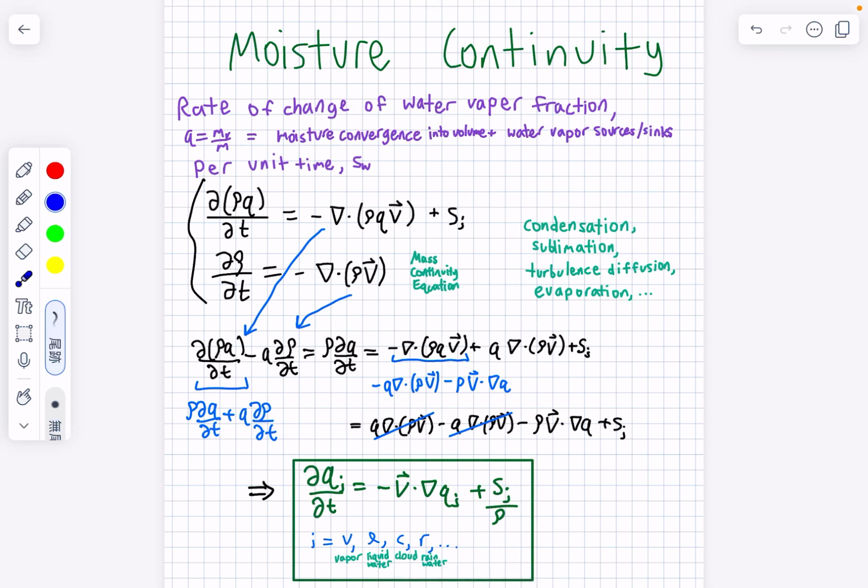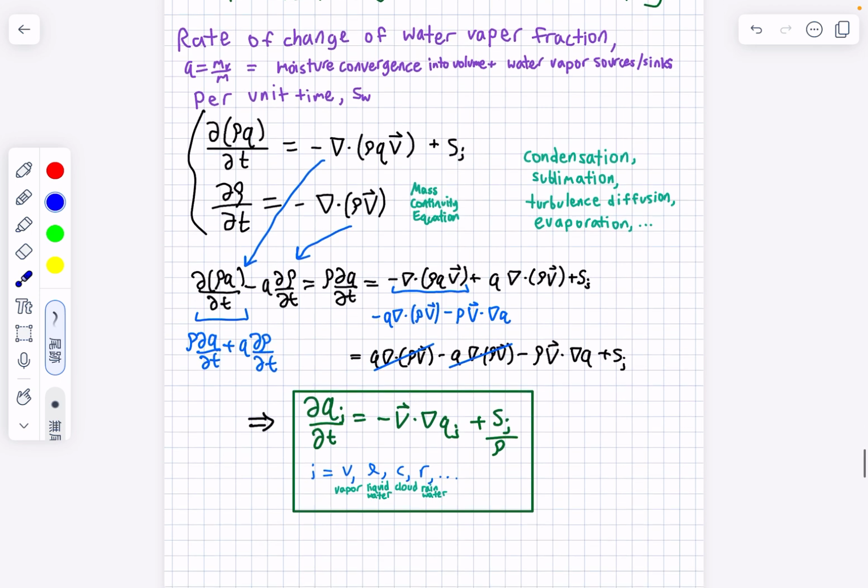In the last video, we discussed the mass continuity equation, which is written here. And in this video, we will be discussing the moisture continuity equation. For the mass continuity equation, we wanted to know how rho changes in time. But for the moisture continuity equation, we want to know how Q changes in time.